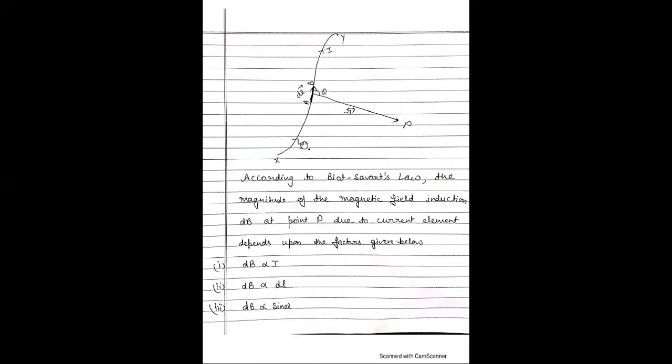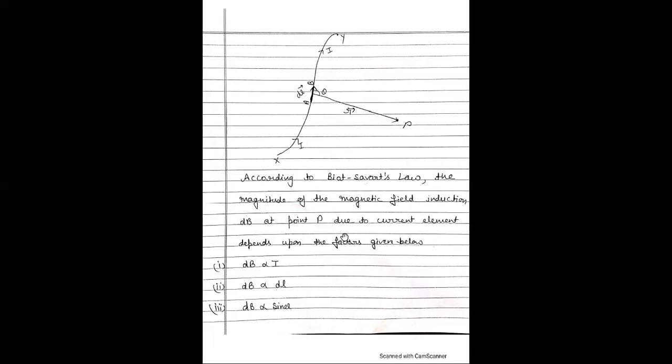Here is a diagram. XY represents the conductor carrying a current I. There is a point P where we have to find the magnitude of the magnetic field due to a small current carrying element AB, whose length is dl, making an angle theta with the point P. R is the position vector, the distance of point P from the element.